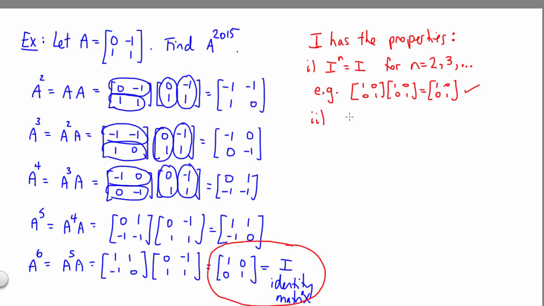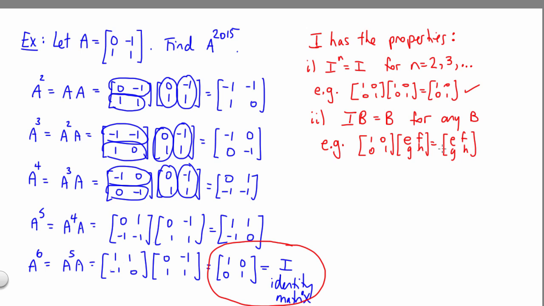All right, second property that I has: if we take our identity matrix times any matrix B, provided that the sizes are compatible here, we're going to end up with that same matrix B. So let's say for any choice of B. And let's just do a little example to convince ourselves of this. So we take the 2 by 2 identity matrix. Let's say B is the matrix that looks like E, F, G, H, for example. If we do this multiplication, we end up with E, F, G, H. So in other words, we end up with this original matrix B that we put in here.